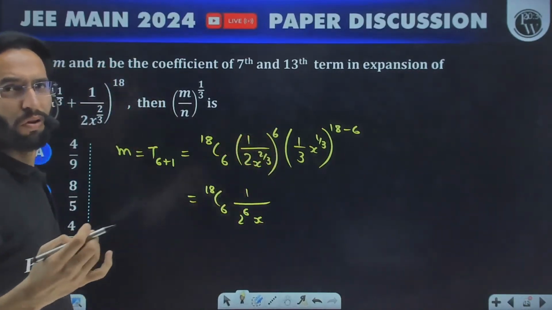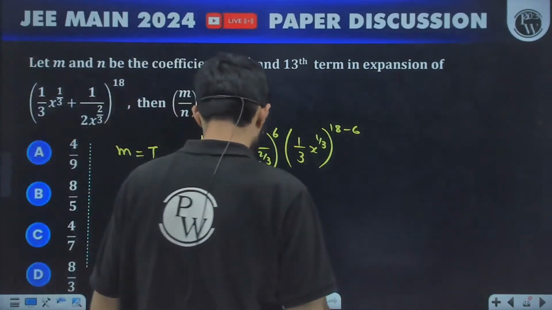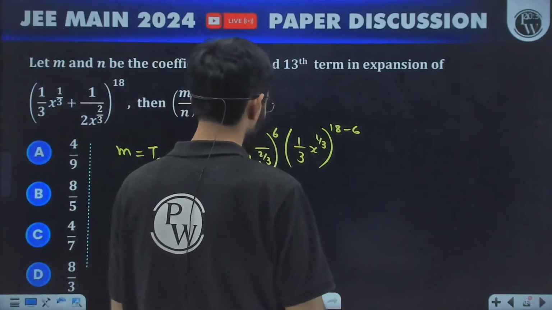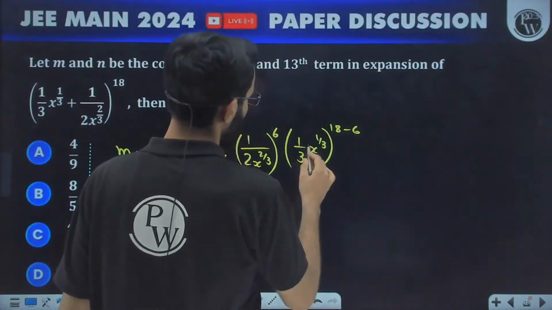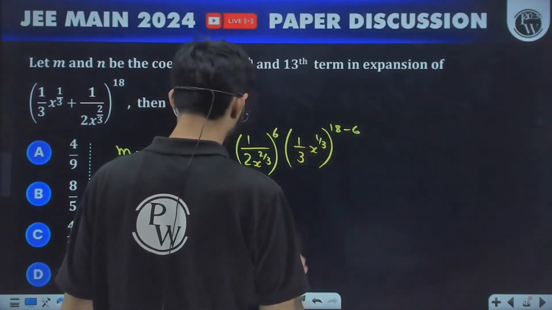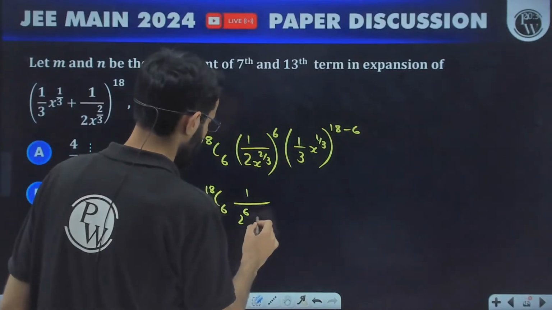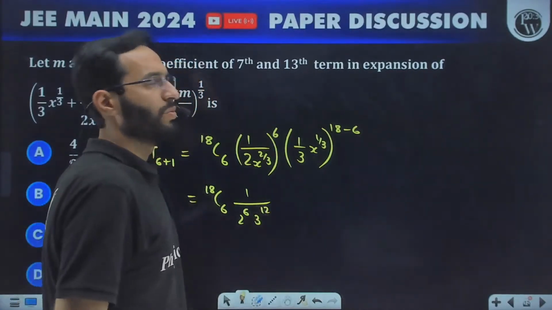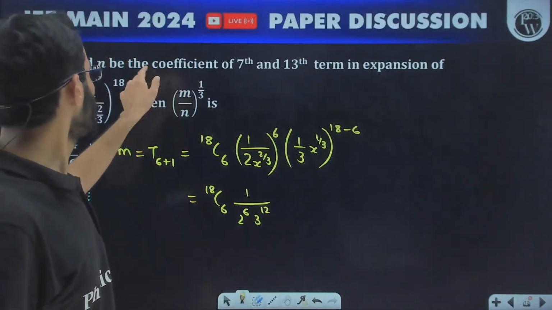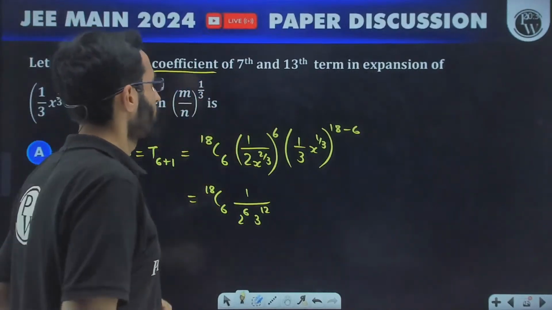So this will give you 18C6, 1 upon 2 to the power 6, x to the power. Actually we don't want x to the power, we just want the coefficient. So let me write this coefficient. I'll remove this x part. Here I am going to get 1 by 3 to the power 12, 3 to the power 12, because we want only the coefficient, not the power of x.